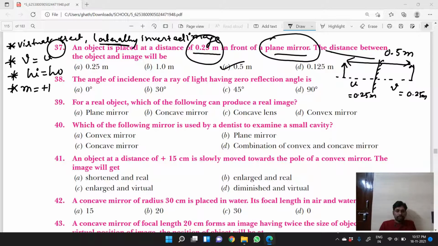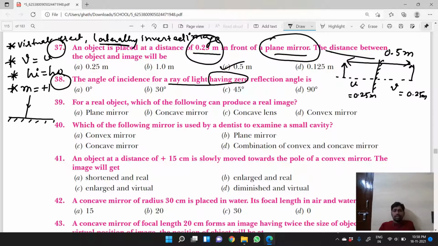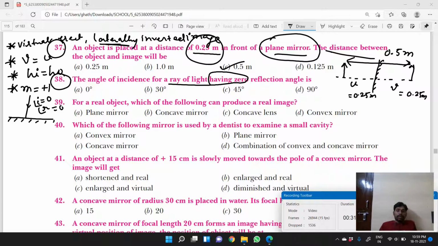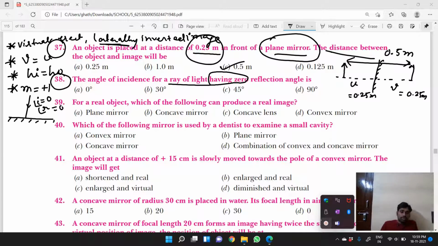Next question, question number 38. The angle of incidence for a ray of light having zero reflection is. So this is the case of a reflection. Let us see this is a mirror. Zero reflection means if a ray of light is incident perpendicularly, then the angle of incidence is also zero. The angle of reflection is zero in this case. So the answer for this question is that the angle of incidence is simply 0 degrees.